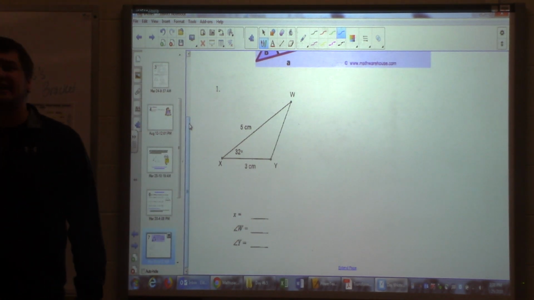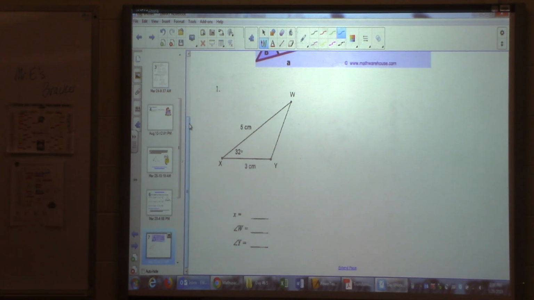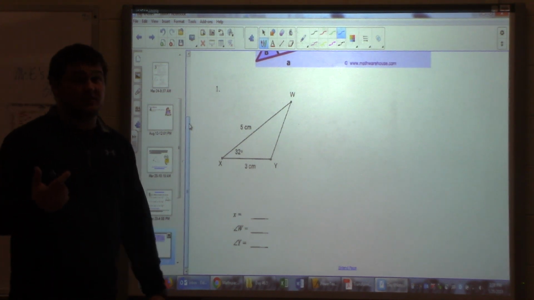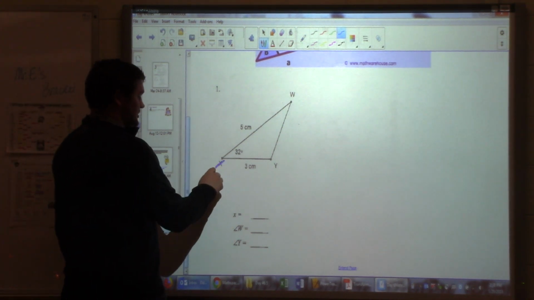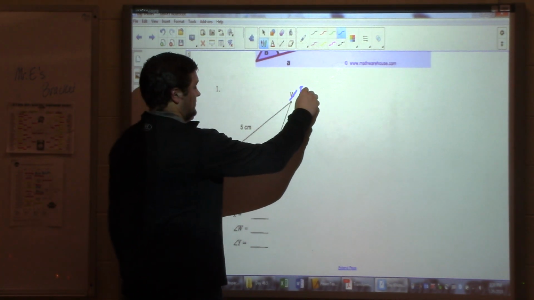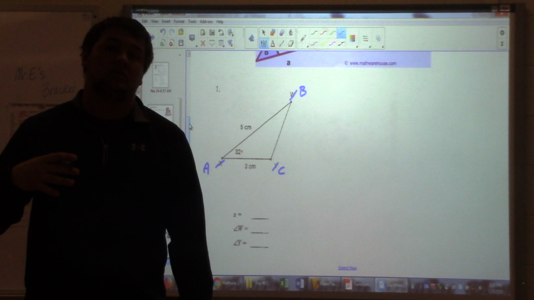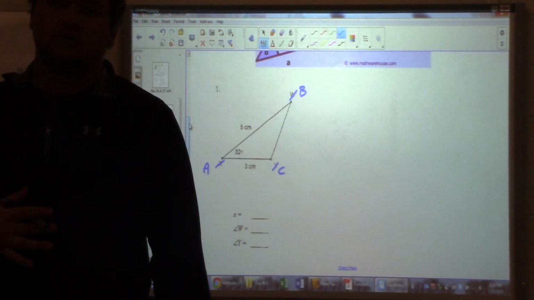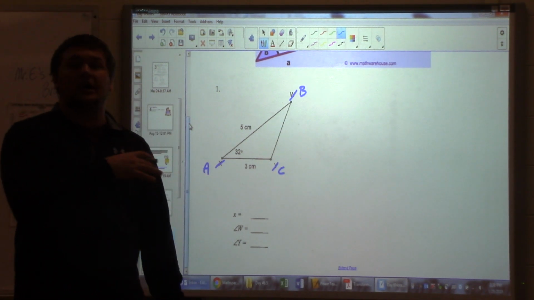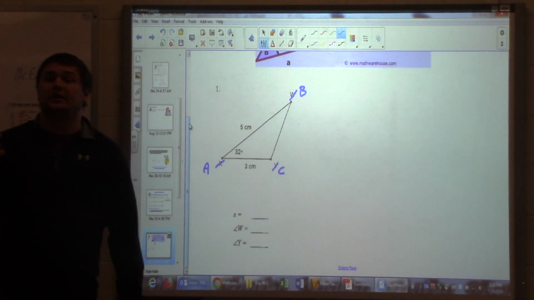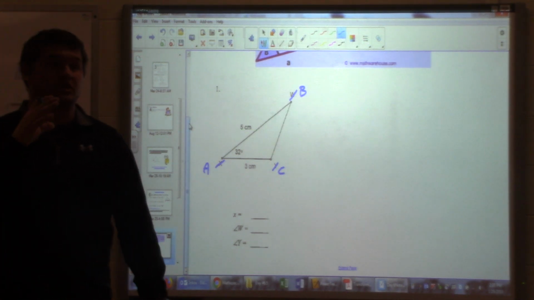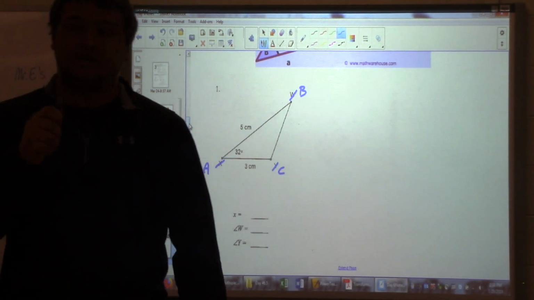Now, it says X, W, and Y. The equation I was given was for A, B, and C. Does it matter? Change the equation if you want, or change these to A, B, and C. You can make them whatever you want. But when you go to write your answer, you still have to use those original letters. So don't just scribble over them so you can't see them.